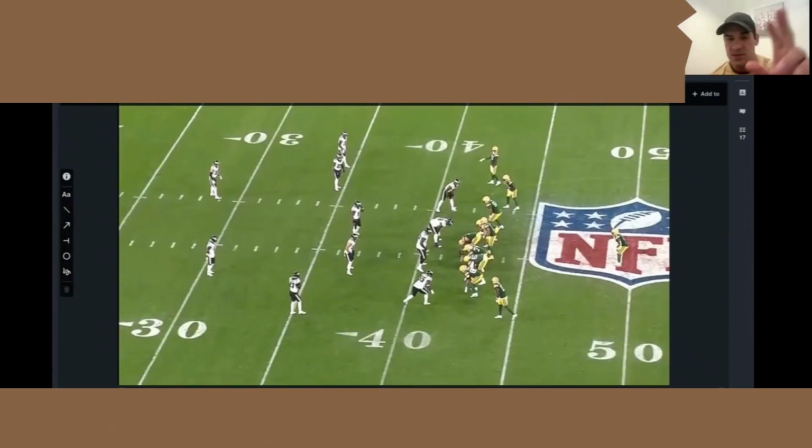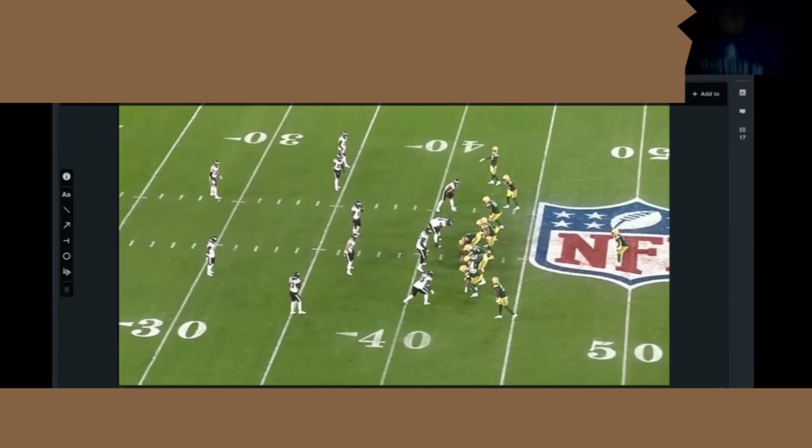So now we've got one thing we skipped, personnel grouping. To me that's half situational, half structural, but I call it structural because that's who it's made up of. So we got 1 back, 1 tight end. That's 11, right? Everybody uses that. Everybody knows 1 back, 1 tight end, 11. All right. So now, for me.